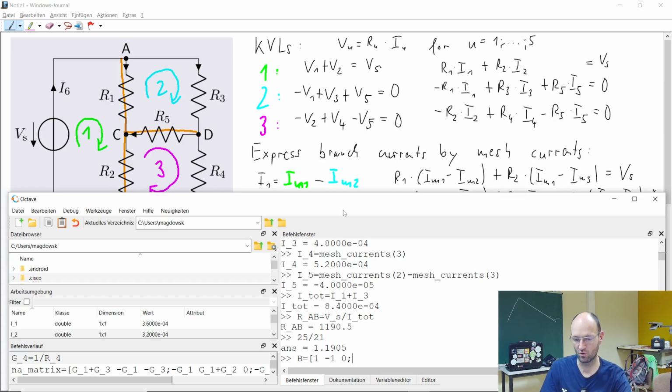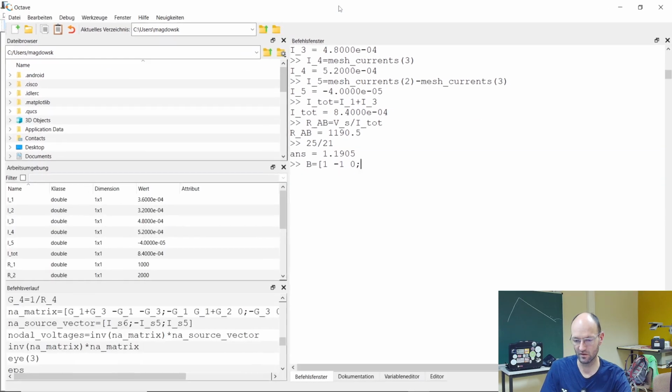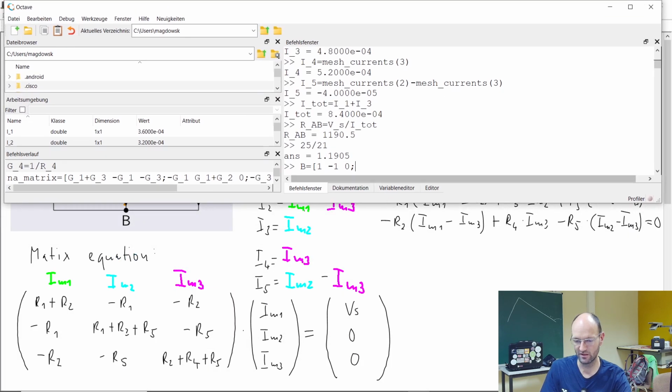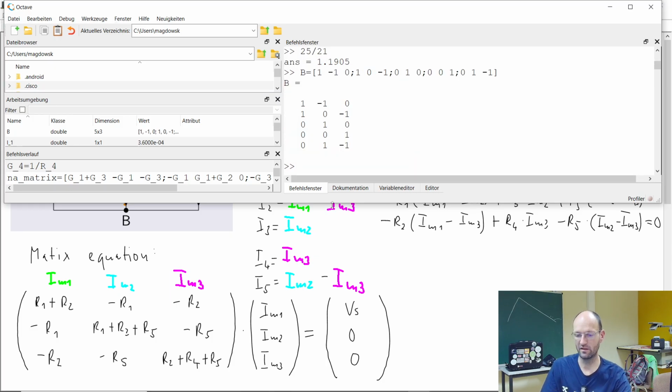And in the second row, I cannot fit it on the screen. So here we have minus IM1 plus IM1 minus IM2. So in the second row, we have 1, 0, -1. Then we have just 0, 1, 0. Then we have 0, 0, 1. And in the last row, we get 0, 1, -1. And then the B matrix looks like this and contains all the coefficients that we have here.